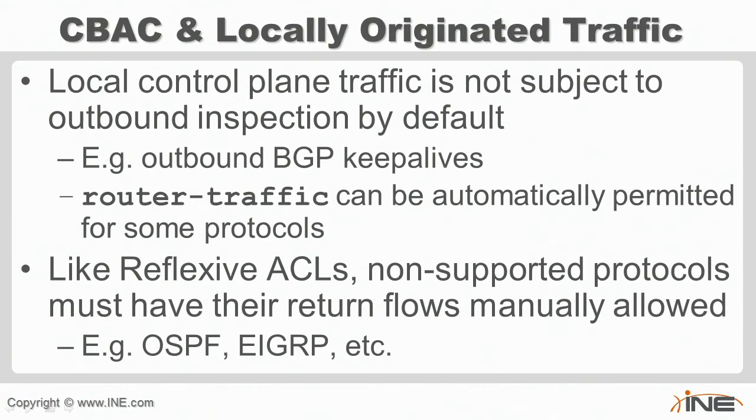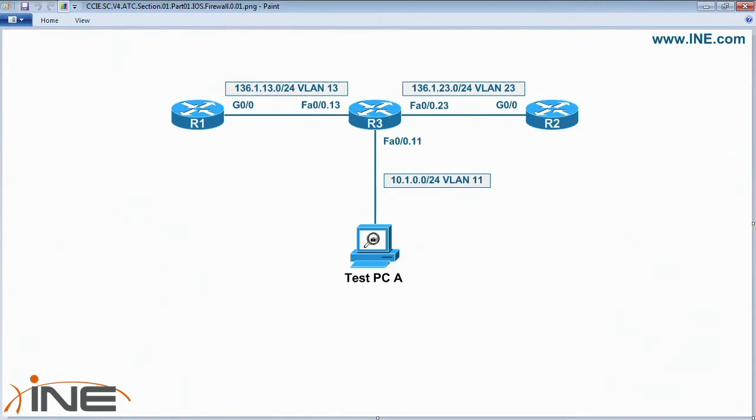Now, as I mentioned here, additionally with CBAC, the same that is true with the reflexive access list and the zone-based policy firewall, we do also need to account for the router's control plane traffic or anything that is a non-standard flow. So again, if we look at our current setup where we are inspecting the traffic as it leaves the outside interface of router 3, so we're doing our inspection outside out.